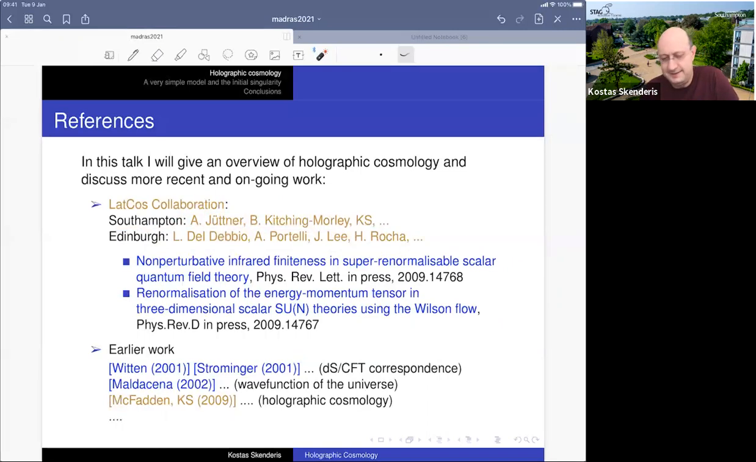Of course, this work hasn't been built in a vacuum. There is a lot of work done through the years trying to understand how to apply holography in the context of cosmology, starting from the de Sitter CFT papers 20 years ago by Witten and Strominger. Actually, Witten spoke at the string conference in India in 2001. This was followed by Maldacena's interpretation of this as computing the wave function of the universe, which is also what we will use today. And I have worked on this topic over the last 10 years, starting from 2009, where we introduced the framework of holographic cosmology that we will use, together with McFadden.